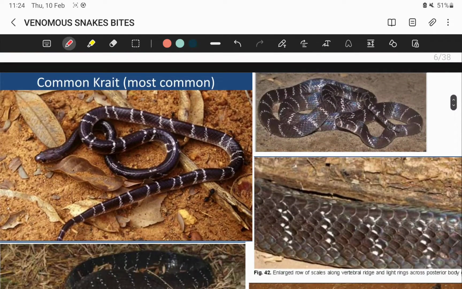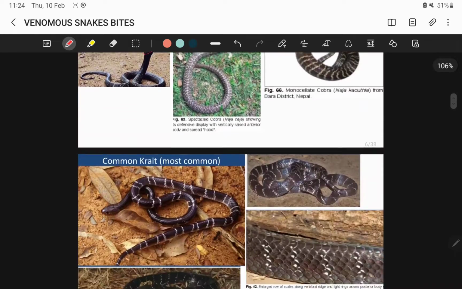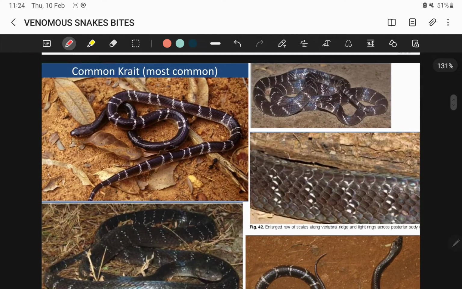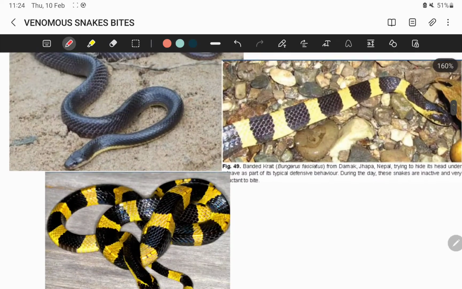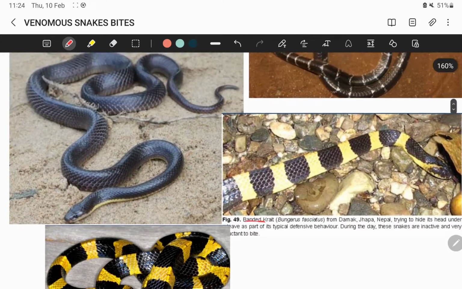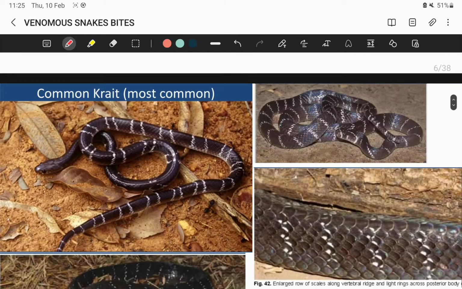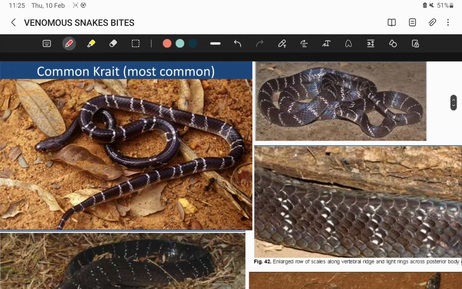Now cobra is done, right? So now let's go to the common krait. That is the most common one we can see, and another is the banded krait. The common krait is obviously not a cobra. Look at all this pattern, right? This is a common krait.